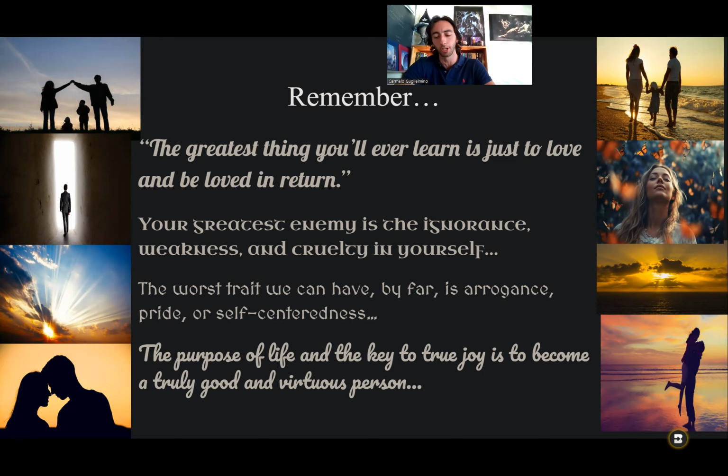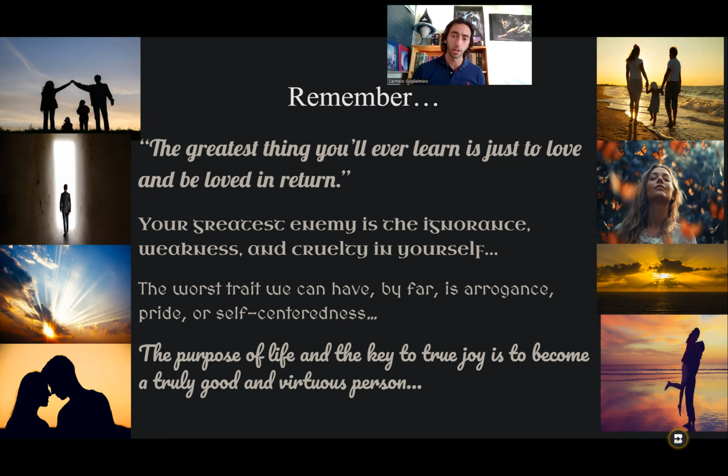But the way I usually communicate to students is this: the purpose of life and the key to true joy is to become a truly good and virtuous person, okay? That's what we're supposed to do. We are transforming. We need to transfigure ourselves. We need to continue on the journey of life. We need to find true love, in the sense that we need to actually become a truly loving person. We need to really prepare ourselves to be a good partner, or a good child, or a good parent, whatever it may be.